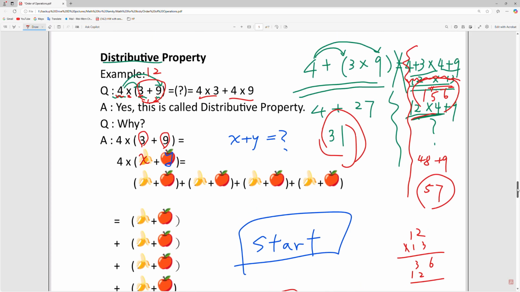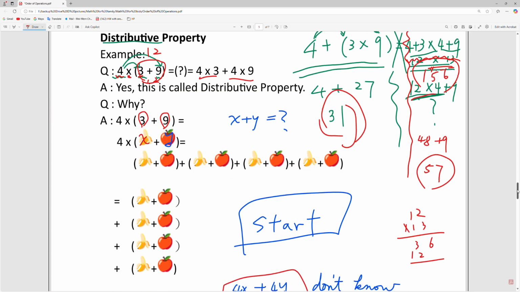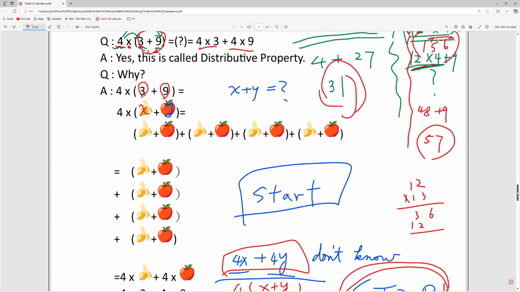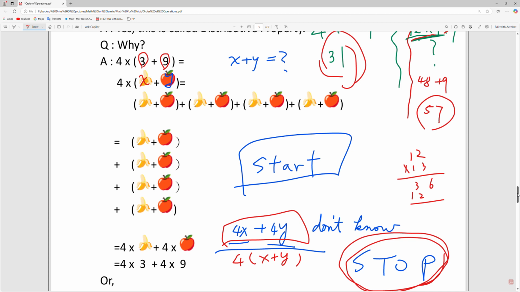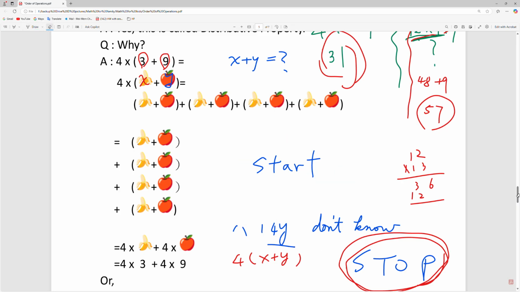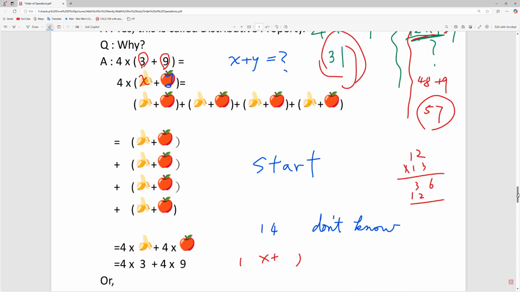distributive property. Say, if we don't have 3 plus 9, we have a banana plus an apple, or you say x, y. You cannot do that, right? But it's easier to use banana and apple. Why? Because you can think about the, let me erase those things here. I don't want the screen to be very messy. It's hard to understand.